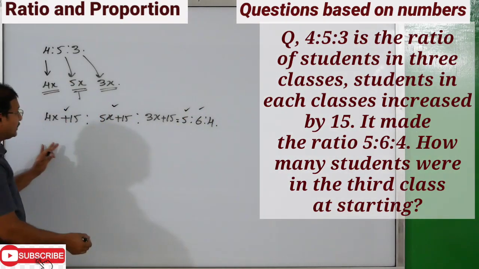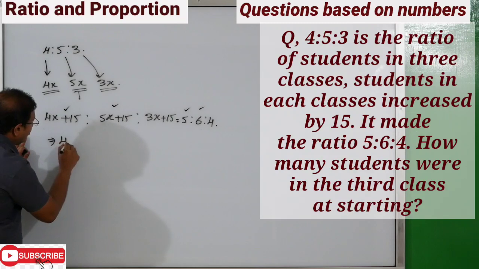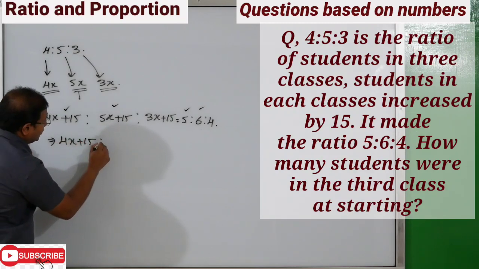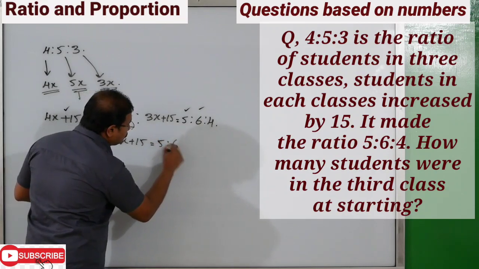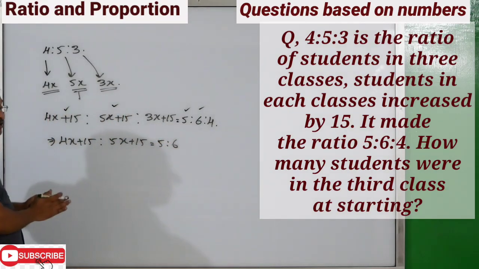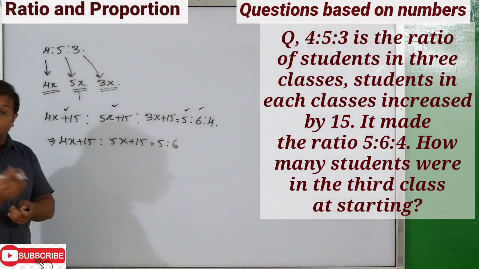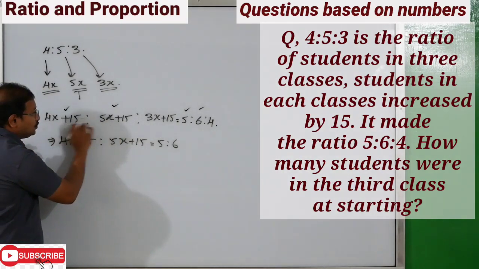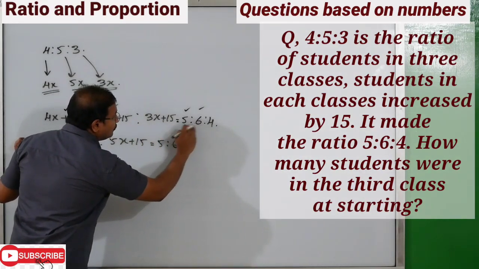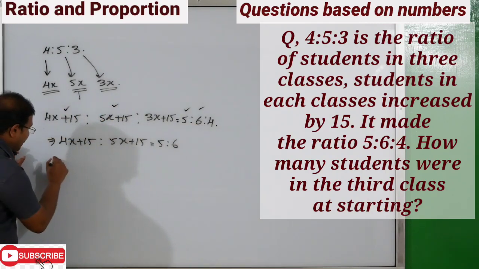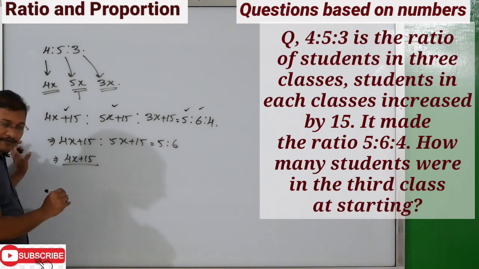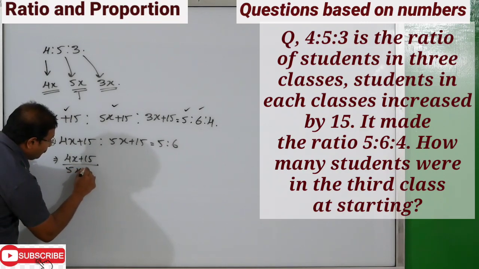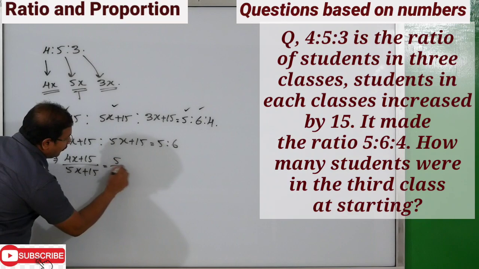Will not take 3. That means what will we do? This implies 4x plus 15 is to 5x plus 15 equals 5 is to 6, because we want to find out the common ratio x. For that, what have we done? We are taking the first 2 terms and, from the right side, the first 2 terms. Ready? That means 4x plus 15 divided by, ratio means divided by, 5x plus 15 equals 5 by 6.